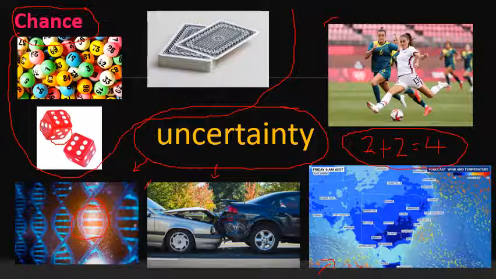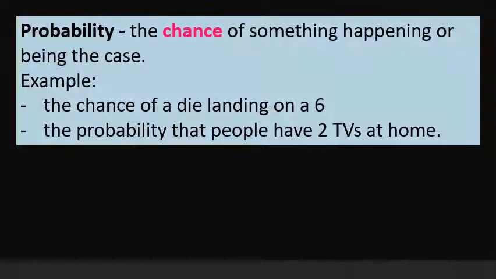So that's what we're looking at, chance. It's where we don't actually have a certain outcome, but we're trying to figure out how likely it is that something will happen. Probability: the chance of something happening or something being the case.